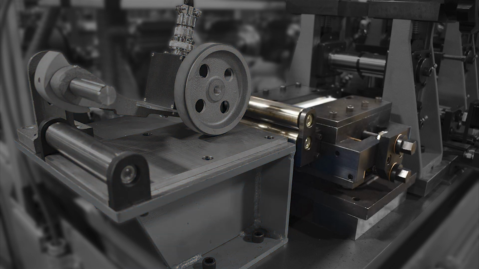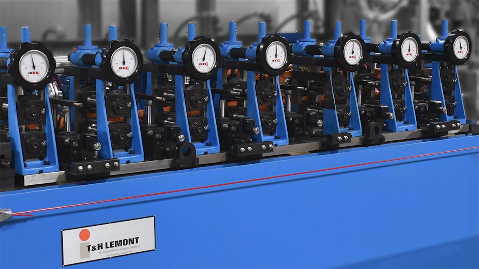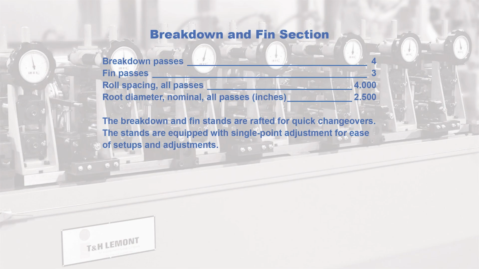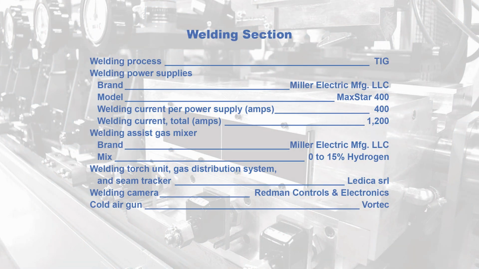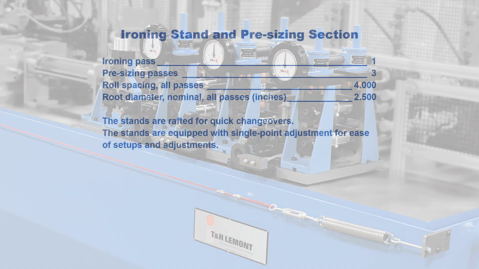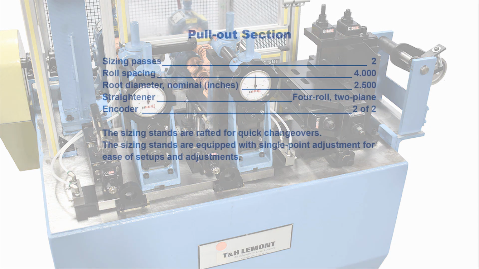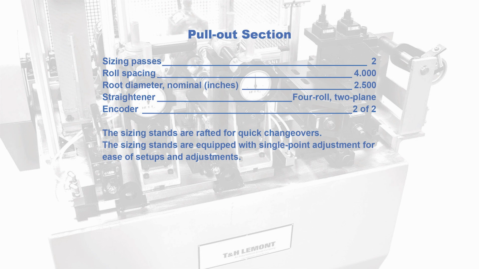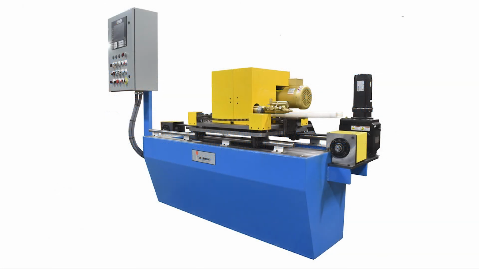It's followed immediately by the entry guide table. Next is the forming section. On this mill, it consists of 4 breakdown passes and 3 fin passes. This is followed by the weld box and all the rest of the hardware in the welding section. After that is the pre-sizing portion of the mill, which consists of 3 passes. Next is the pull-out stand with 2 sizing passes, a straightener, and the second encoder. This brings us to the last item, the cutoff.